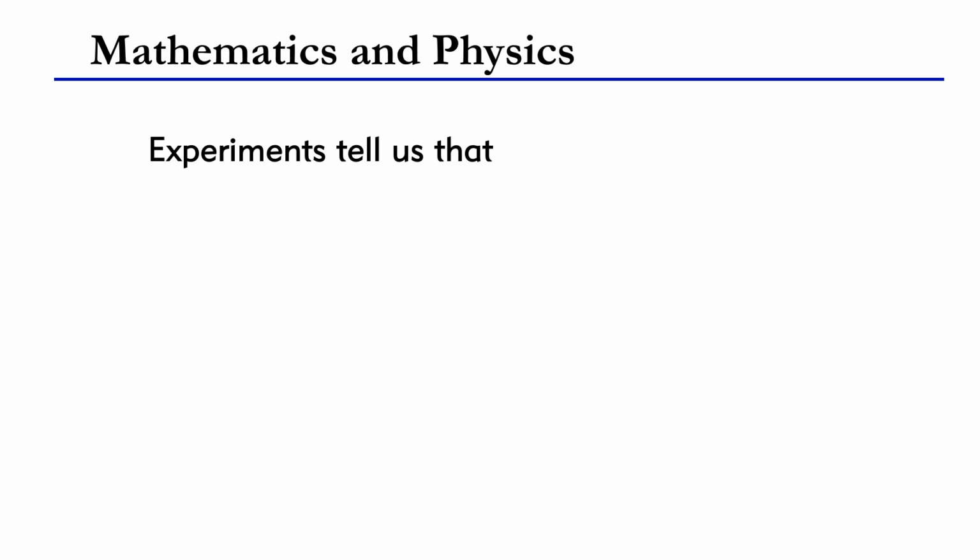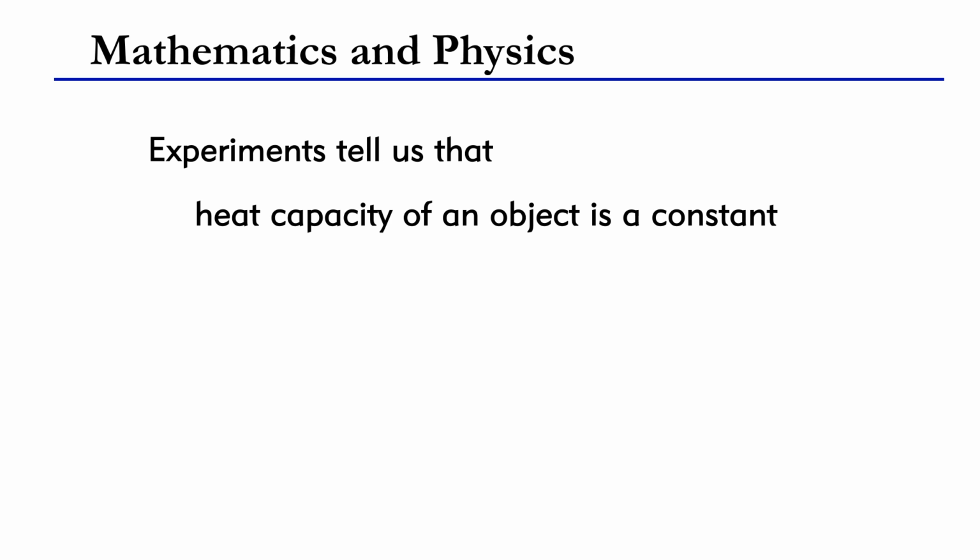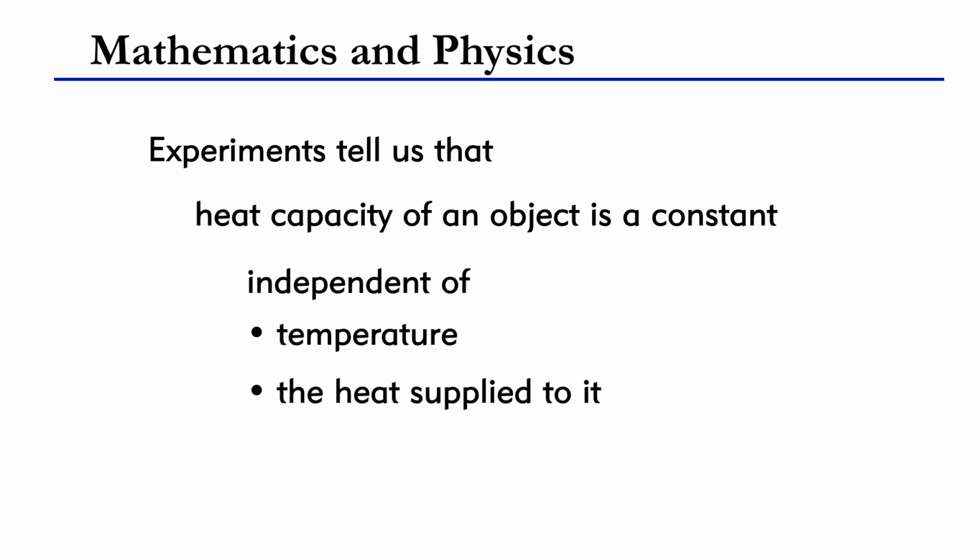In fact, experiments tell us that the heat capacity of an object is a constant. Results also show that heat capacity is independent of temperature. It is also independent of the heat supplied to it. In other words, C is independent of Q and delta T. So, what does C depend on?